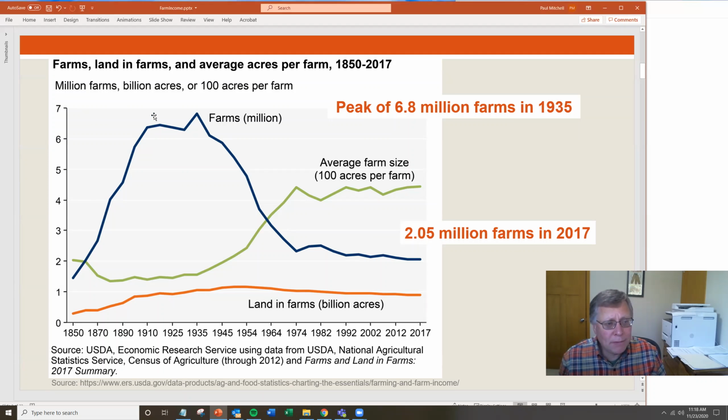Then it hit a flattening point around 1900 and went flat, peaking in 1935 at 6.8 million farms in the U.S., and then had a rapid decline until the mid-70s. Then it did another bending point, or a kink, if you will, and it's been on a long, slow decline since then. We're down to just a little over 2 million farms as of 2017.